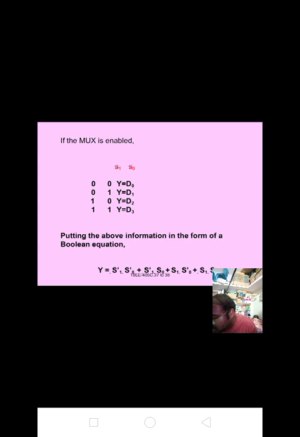For TTL multiplexers, make a note of it. TTL multiplexer IC numbers are 74153, which is a 4x1 mux. Next one, 74151, which is an 8x1 mux. Next, CMOS multiplexers: 4539 is a 4x1 mux and 4512 is an 8x1 mux.